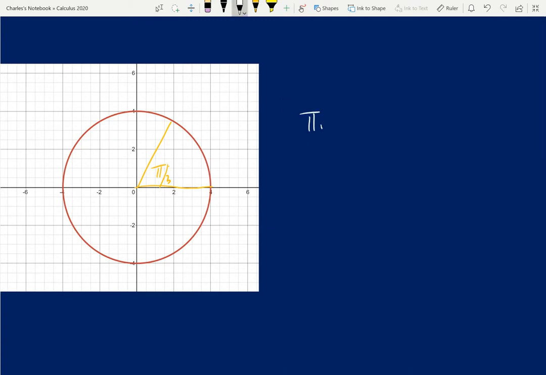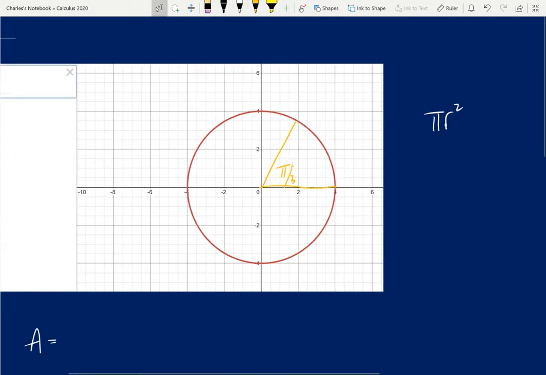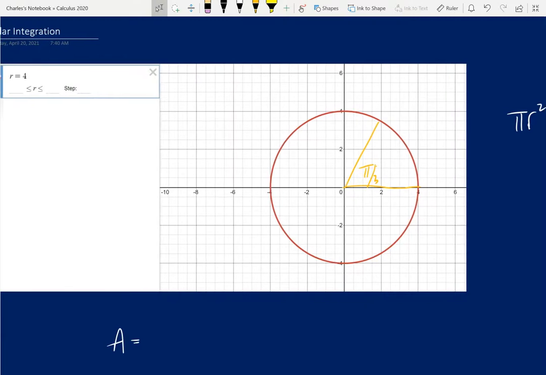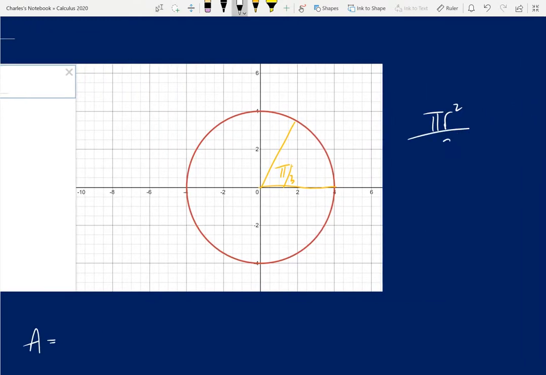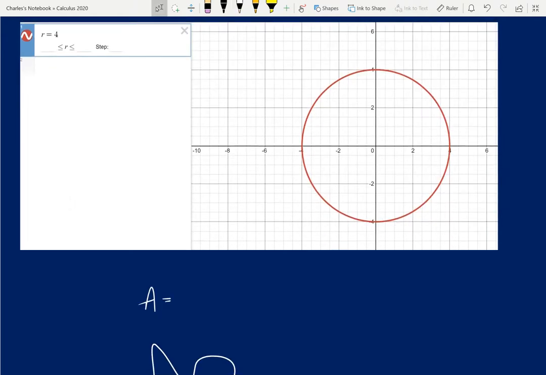So it's pi r squared times the percentage of the circle, whatever that percentage is, which is pi times 4 squared over 6, I think. It's possible I made a mistake, but the idea of the formula for the area of this sector is, whatever percentage of the circle this angle is, you multiply the area of the whole circle by that. Okay?